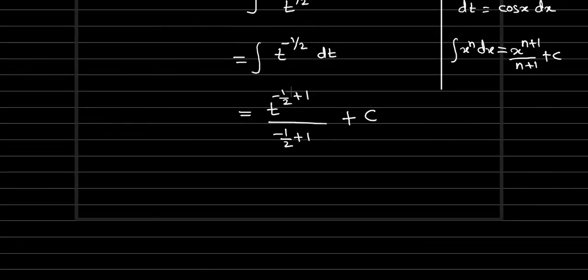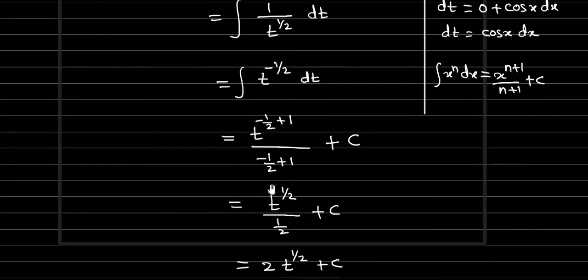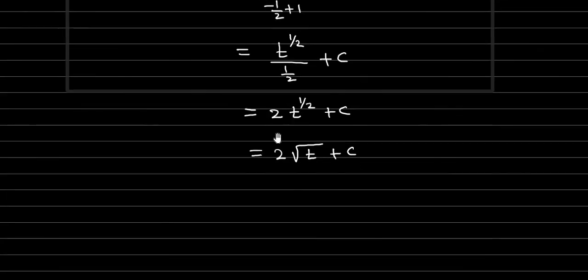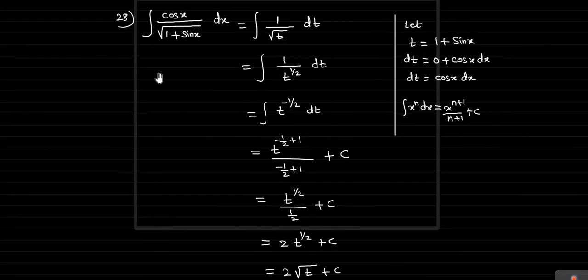Now further simplification. From 1, if we subtract half, one more half will be present. So t power 1 by 2 by 1 by 2 plus c. The denominator we can take to the numerator. So 2 into t power 1 by 2 plus c. So power 1 by 2 means what? Square root. So we can rewrite it as square root t plus c. So what is the t that we have considered? t is 1 plus sin x. So now substituting t as 1 plus sin x, and then plus c. So that's all the solution of the 28th one.